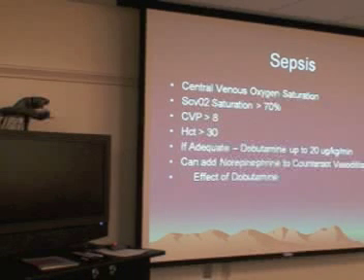Central venous oxygen greater than 70, we said that, and then you can start adding inotropes. Now, what I read said to start with dobutamine, not my first line of choice, but this is what they said, up to 20 mics per kilo. You can add norepinephrine to counteract the vasodilatory effects of dobutamine.